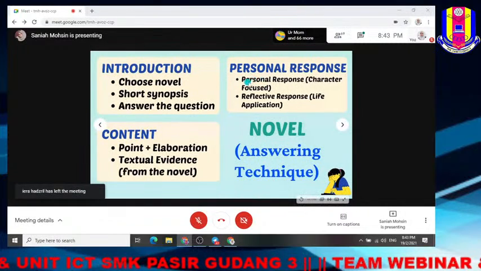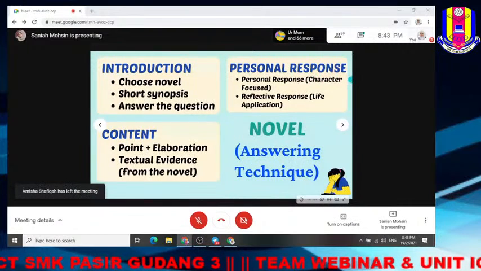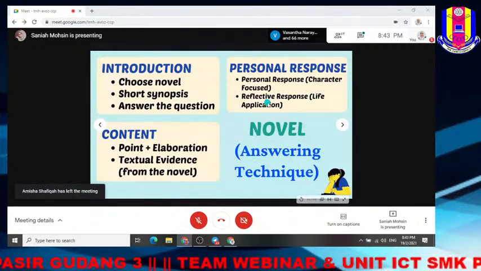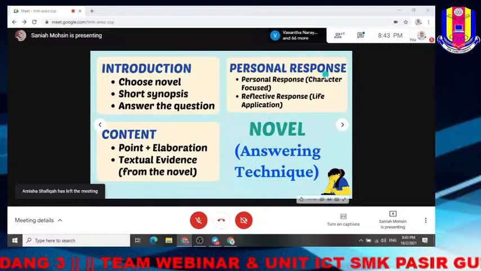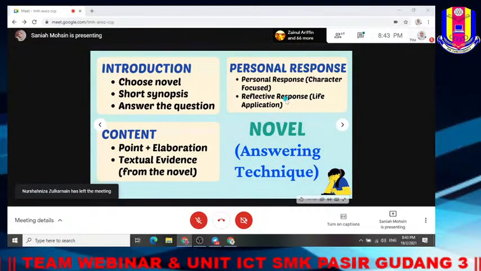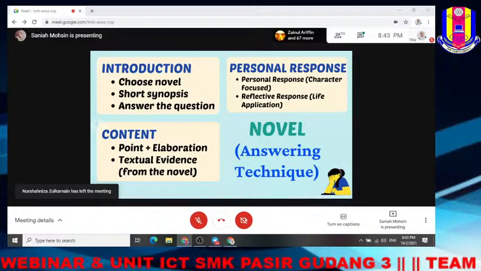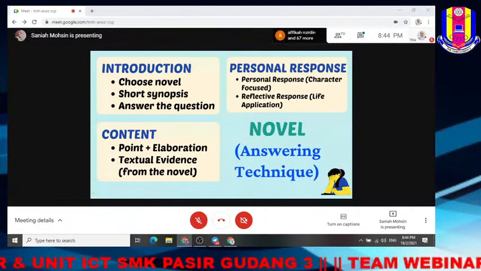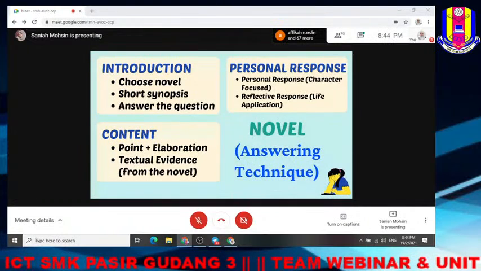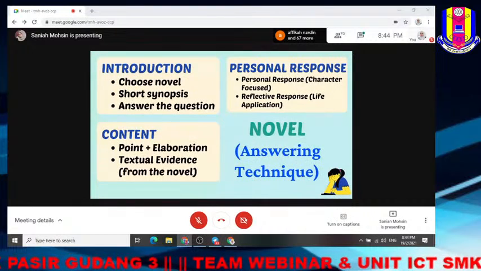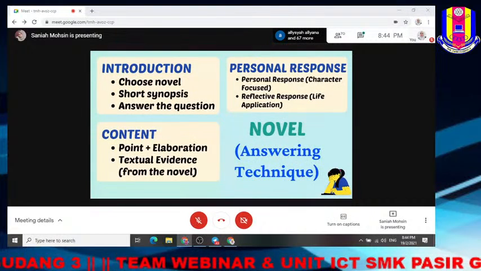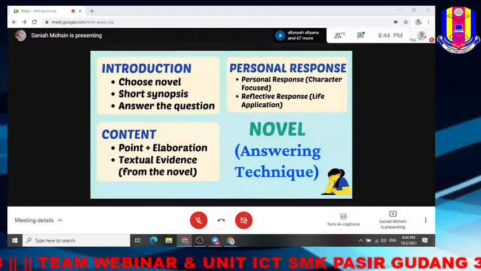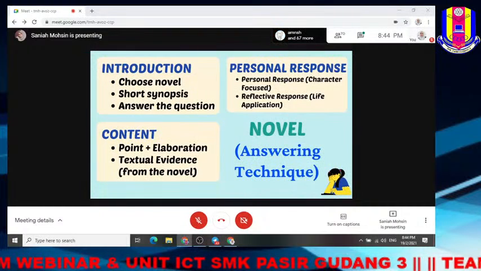Okay, next one, personal response. Okay, personal response ni, we have character focus and life application. Character focus ni contoh kamu bagi pendapat tentang the friendship of Cecil and JJ. Okay, you can talk that they are good friends because they are always with each other through thick and thin. Okay, that means even though they're having a hard time, they are always there for each other.